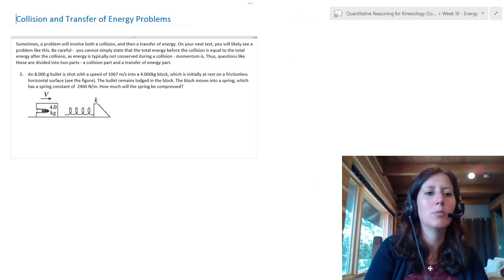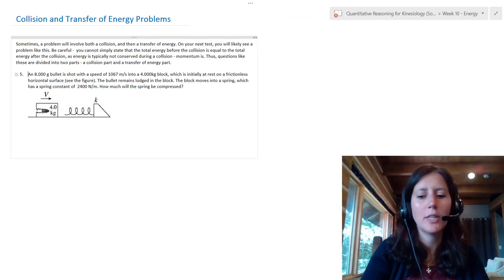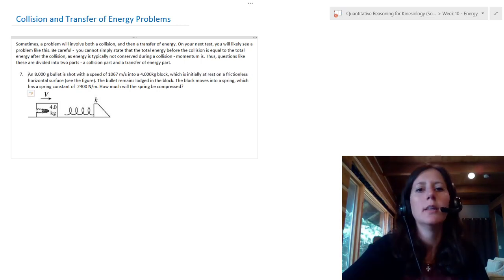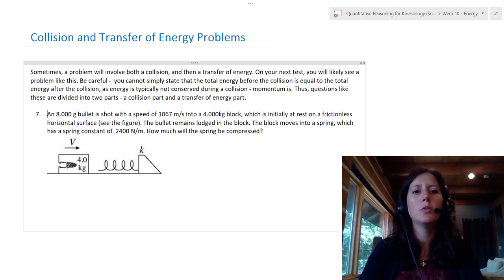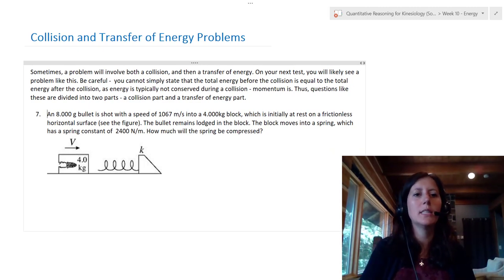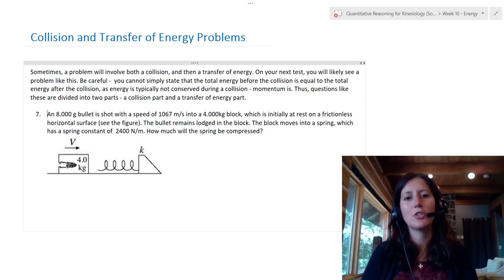All right, we have one more question here. It's question 7. So let me just fix that. And it's the most challenging type of question because it combines both collisions, which is what we did in the previous lecture, and transfer of energy, which is what we're doing in this lecture. So it's a problem that involves both a collision and a transfer of energy. So it's likely that you're going to see a question like this.